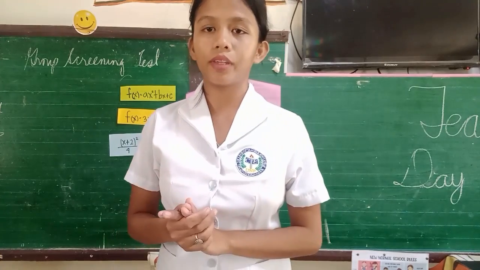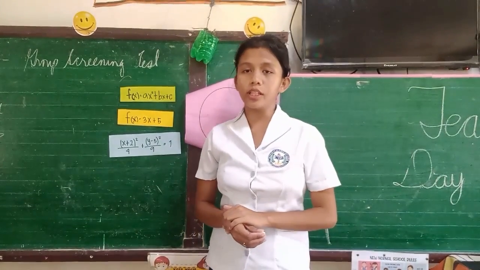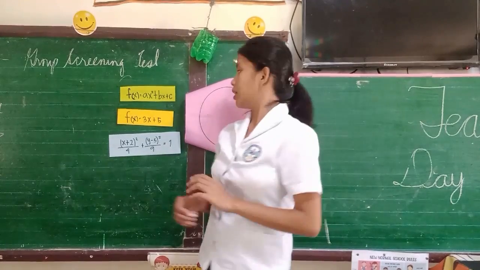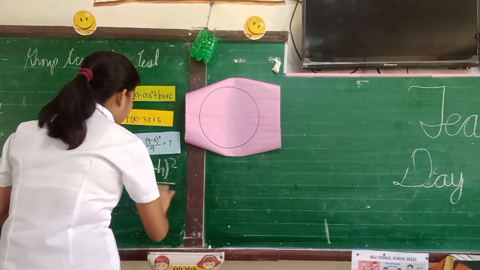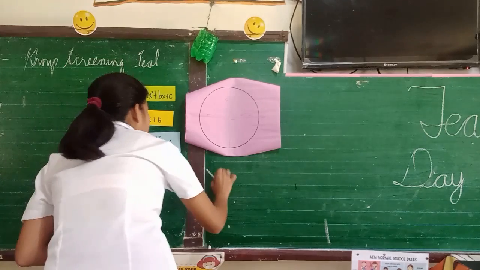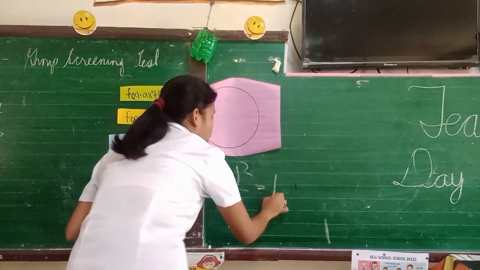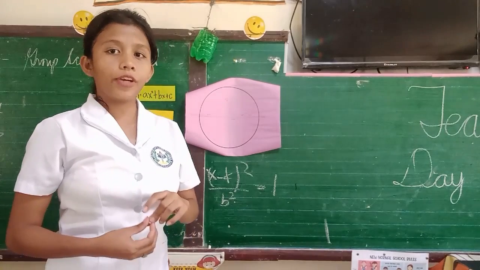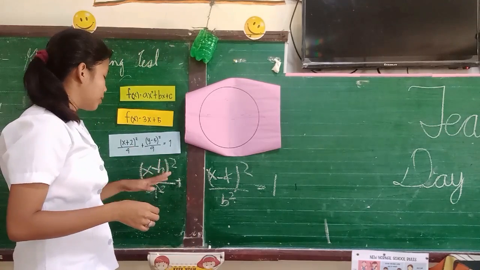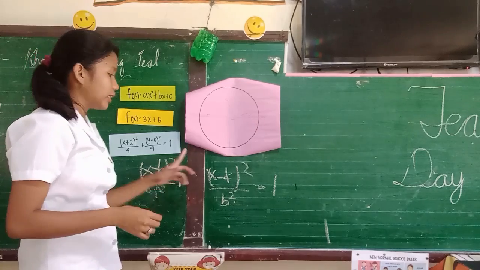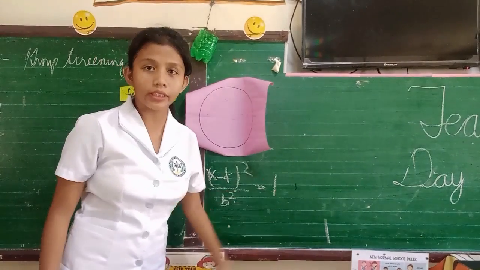So, the standard form of the equation of a horizontal ellipse with a center at (h, k) is (x minus h) squared over a squared plus (y minus k) squared over b squared equals 1. The vertical ellipse with a center at (h, k) is (x minus h) squared over b squared plus (y minus k) squared over a squared equals 1.